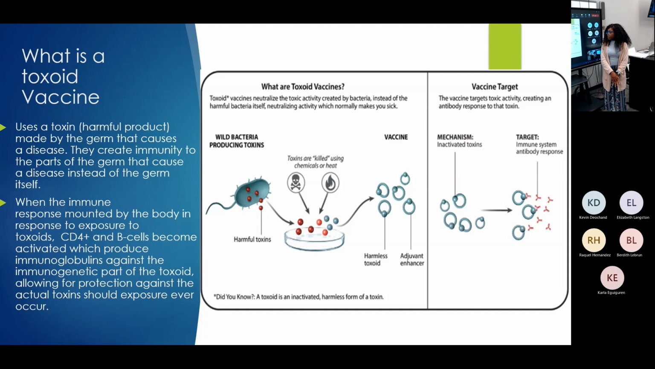When the body mounts an immune response to the exposure to toxoids, CD4 and B cells become activated, which produce immunoglobulins against the immunogenic part of the toxoid, allowing for protection against the actual toxins should exposure ever occur. And then I just have a picture here depicting the harmful toxins being killed by chemicals or heat, and that's how the vaccine is made. The mechanism is an inactivated toxin, and the target is the immune system antibody response.